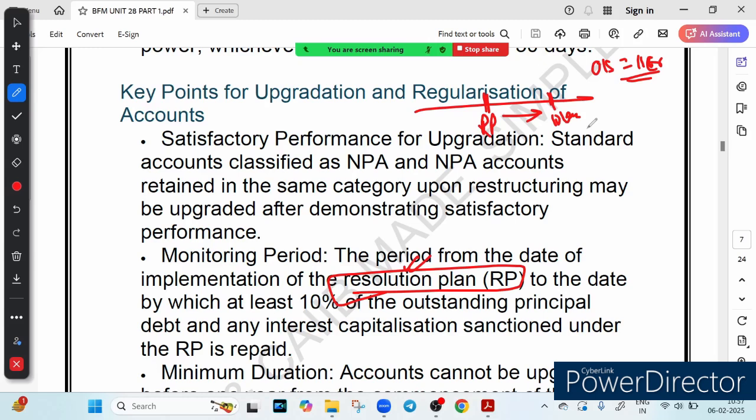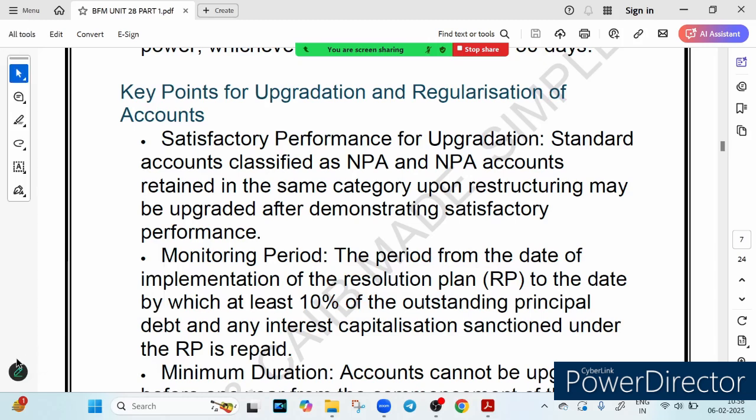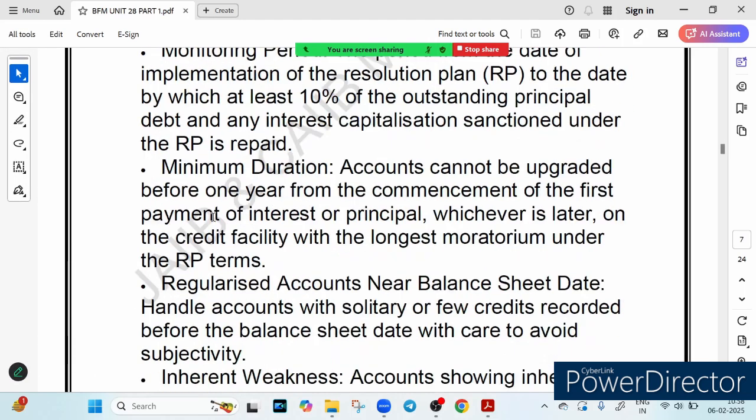But wait, it does not end there. A minimum of 1 year must pass from the first payment of either interest or principal before considering an upgrade. So that is the minimum duration, right? What I'm saying is that the monitoring period starts from the resolution plan implementation till 10% of the outstanding loan has been paid off. So out of 100 crore, suppose 10 lakh has been paid off, right? But it does not end there. The minimum duration is 1 year, right?